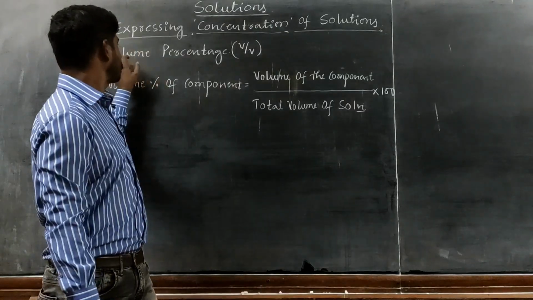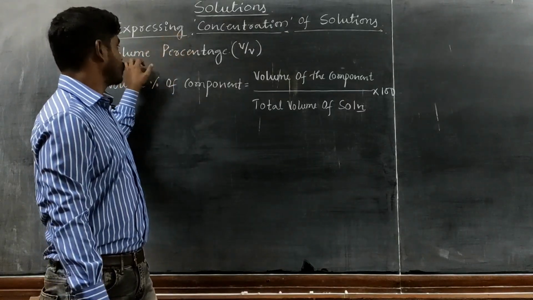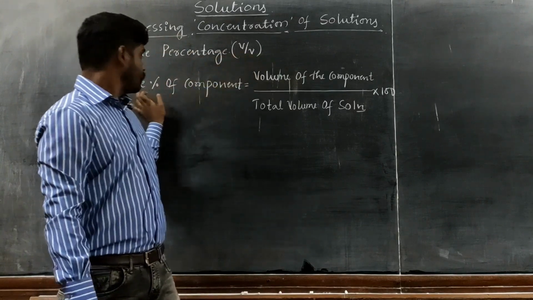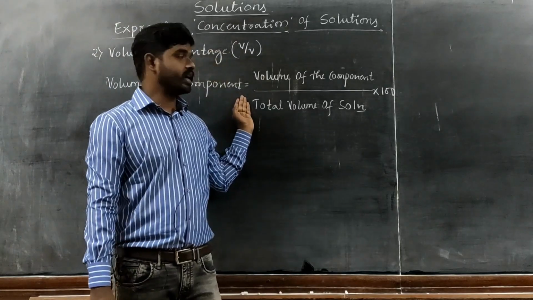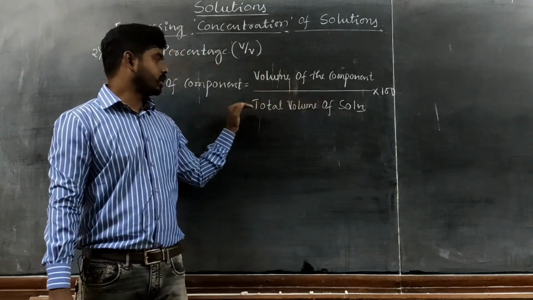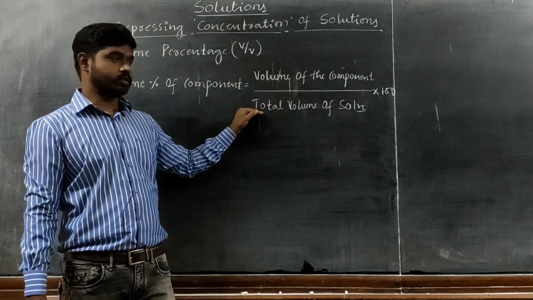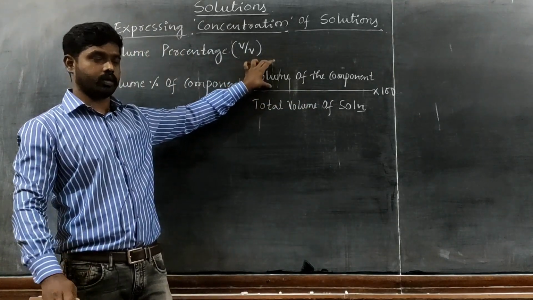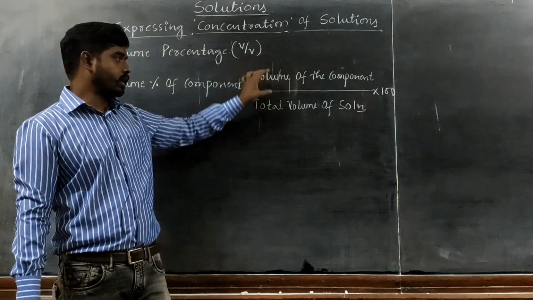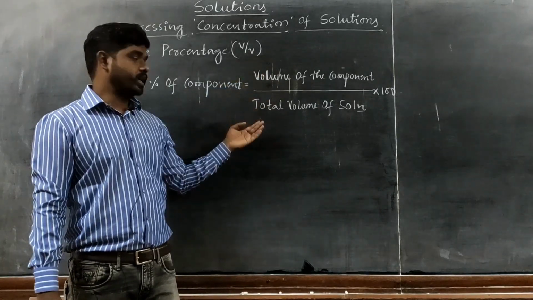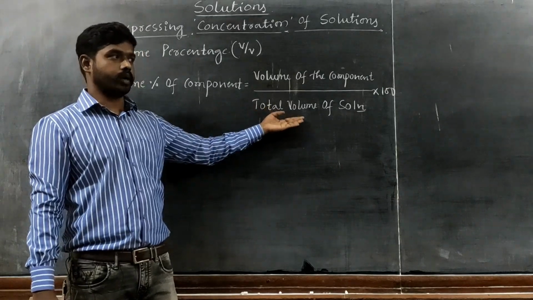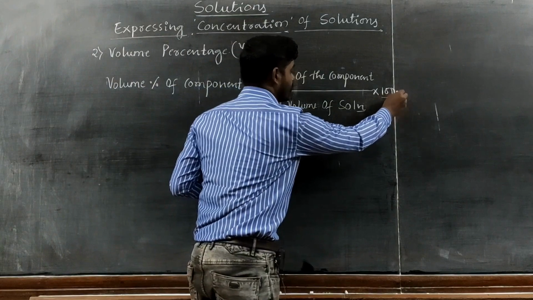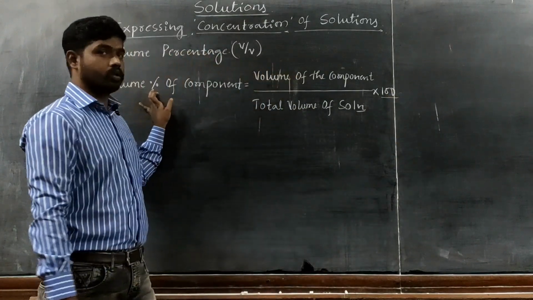The second type of concentration term is volume percentage. It is usually denoted by V by V. Volume percentage of a component is defined as the volume of the component divided by the total volume of the solution. Here the volume of the component means either solute or solvent, whichever component you want to determine, and the total volume of the solution is solute plus solvent, both volumes added, and it is multiplied by 100 because it is the volume percentage.